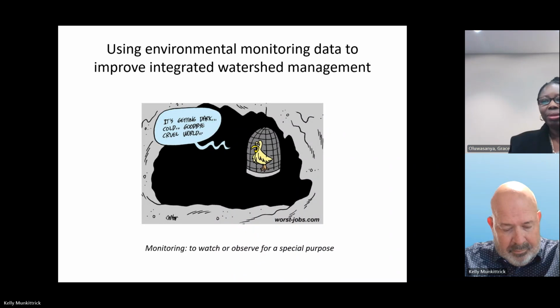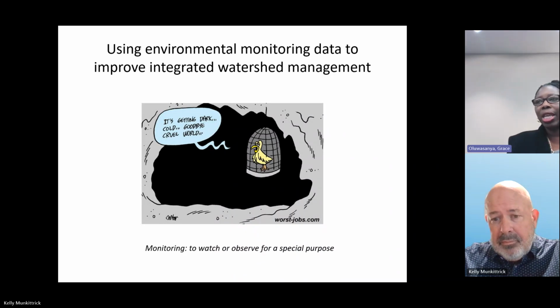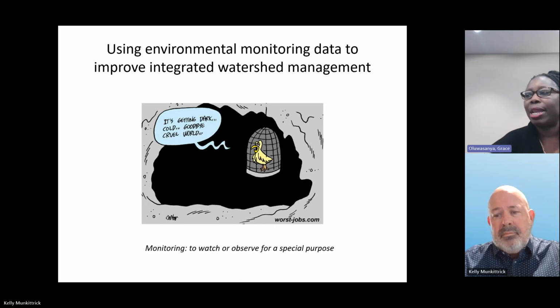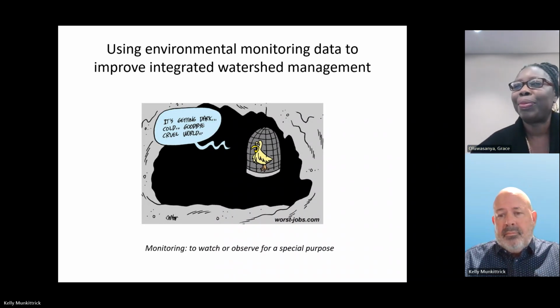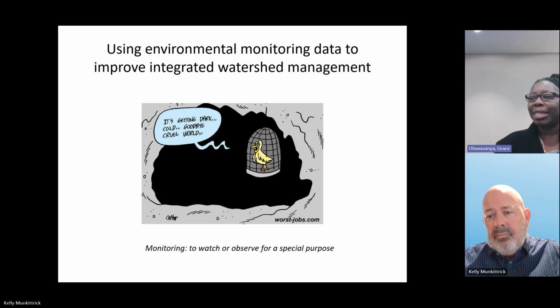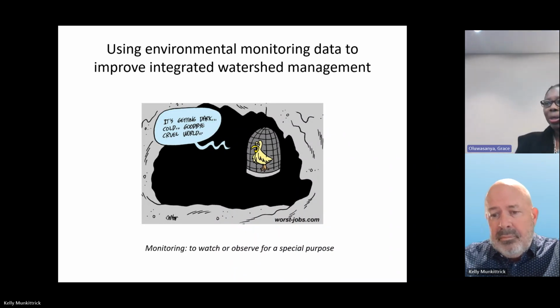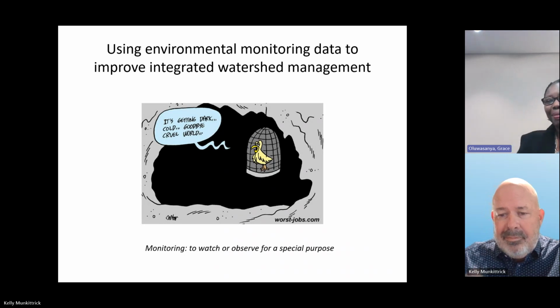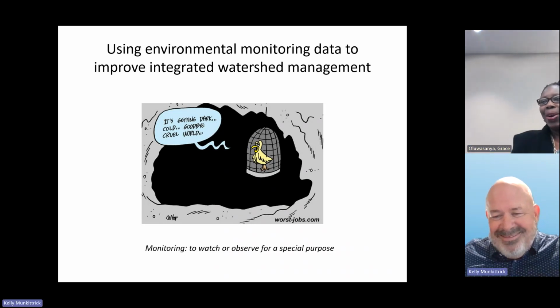The topic of today's talk is monitoring environmental data to improve integrated watershed management. And our presenter is Dr. Kelly Munkitri. I hope I got that right. That was good. All right.